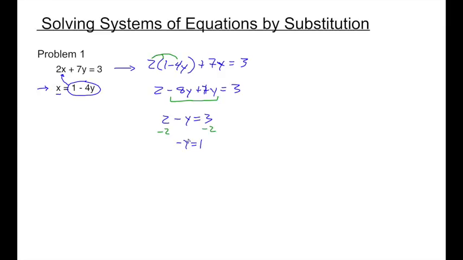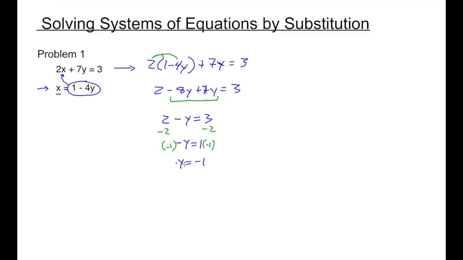Well, we're not solving for negative y, we're solving for positive y. And so we can multiply both sides by a negative 1, which negative times negative, that would become positive, and we have y equals negative 1. So now we've solved for y. Now we need to substitute this into either one of these two equations to solve for x.